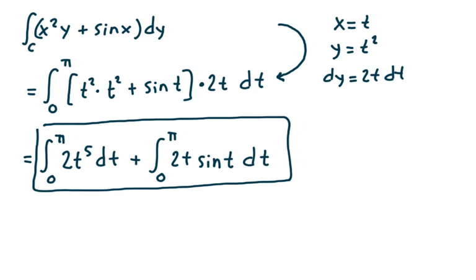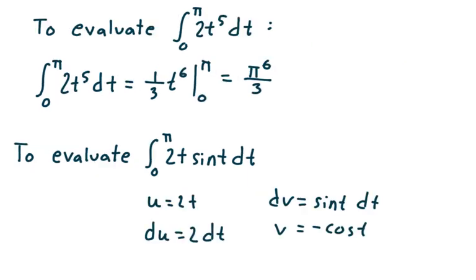Now, let's take care of the first integral first. So to evaluate the integral from 0 to pi of 2t to the 5th dt, we get the following, right? So the integral from 0 to pi of 2t to the 5th dt is 1/3 t to the 6th evaluated from 0 to pi. And if I replace t with pi, I get pi to the 6th divided by 3.